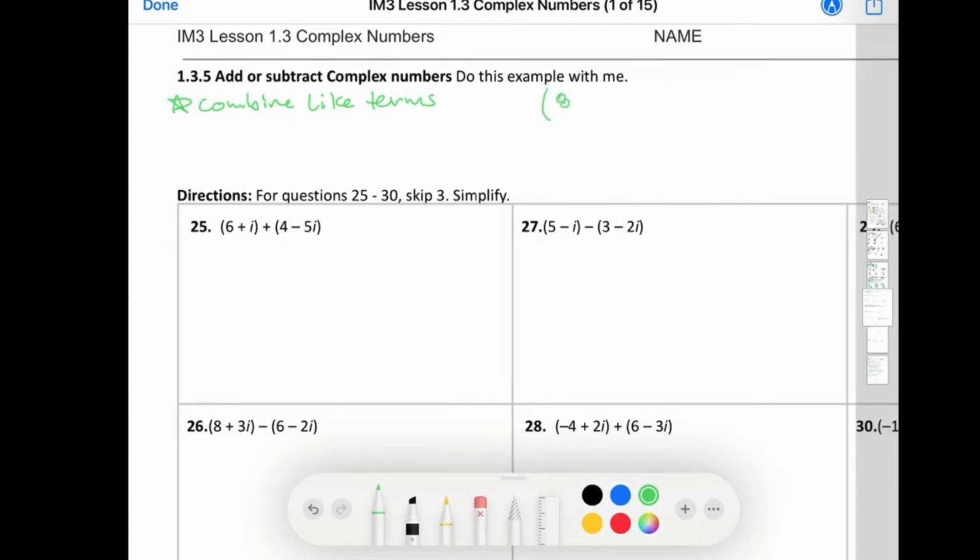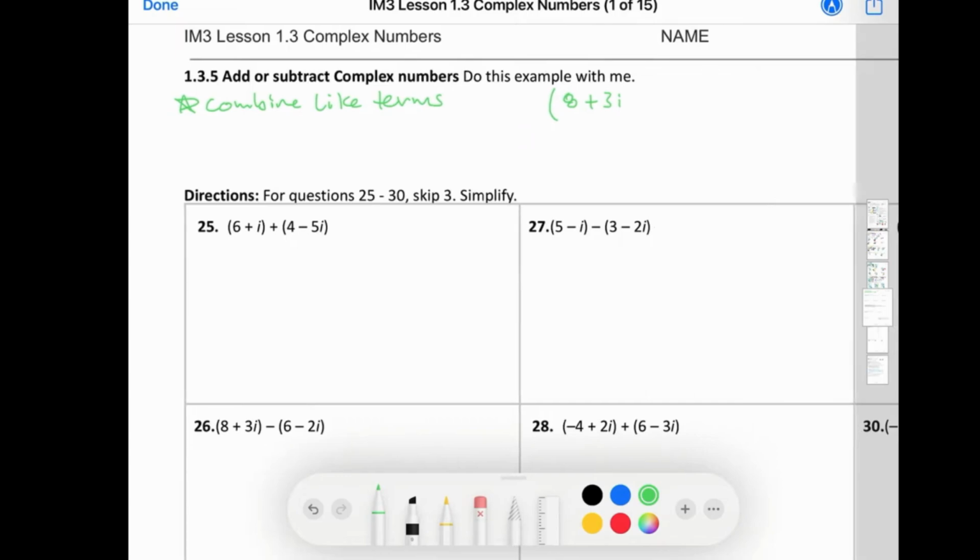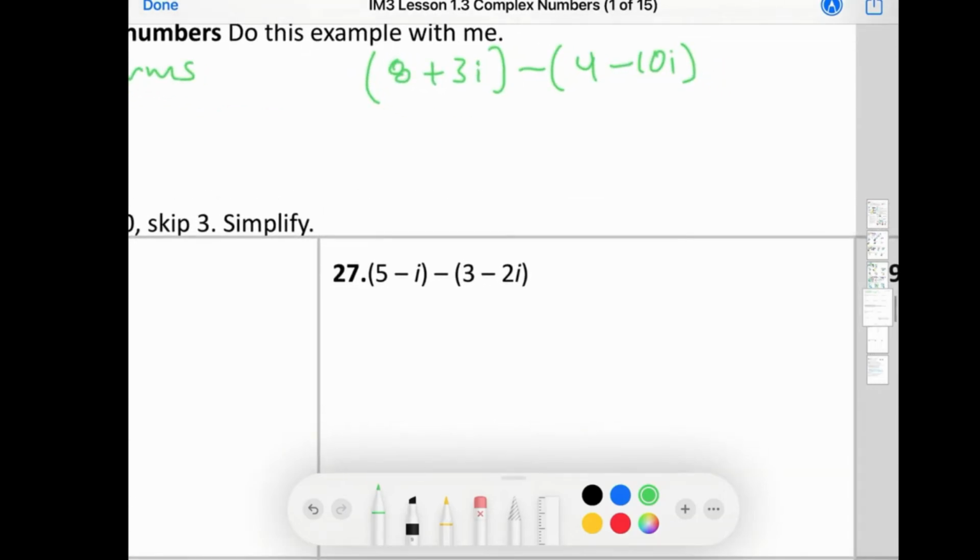I have a parentheses 8 plus 3i. You'll notice that it goes real and then the complex. Nothing with i and then something with i. And this time we're going to subtract that from 4 minus 10i. Okay, just like one of that warm-up problems here, this negative sign you can think of as two ways. They call it the inverse, which means you change all the math operations inside, or you can distribute a negative 1.